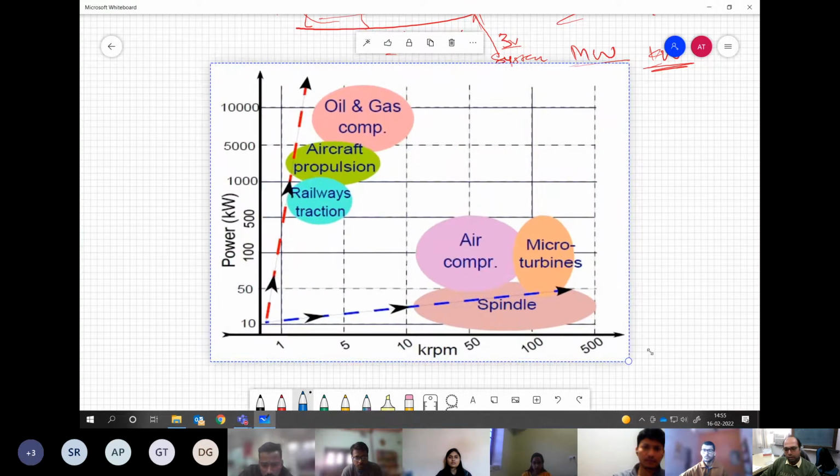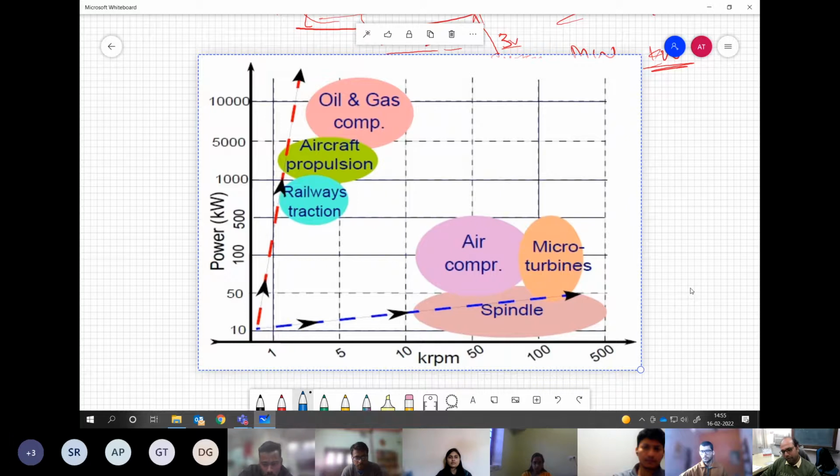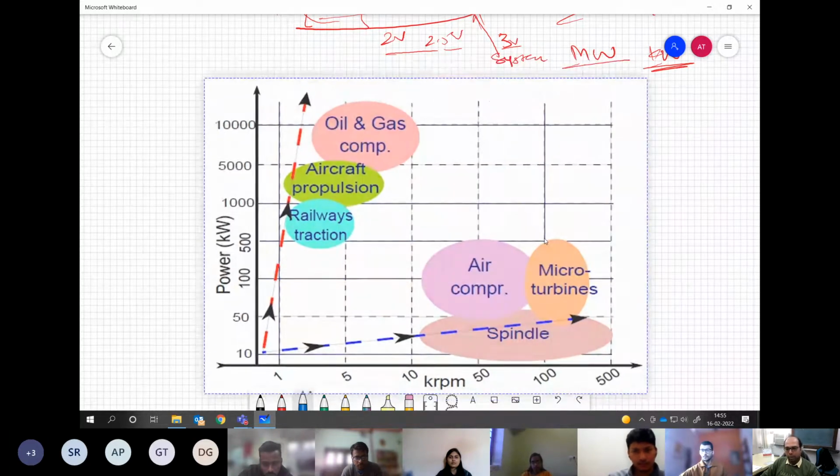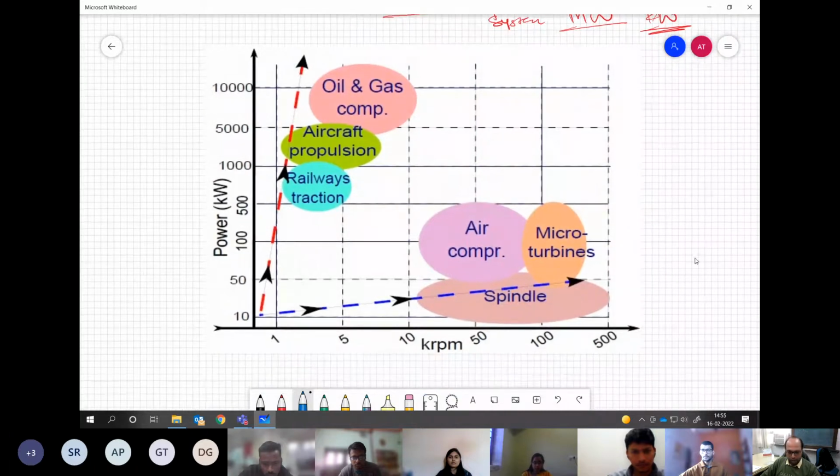See, this is one typical graph I have tried to plot for the applications we may have in motor drives, particularly, let's say, induction motors. So we have power on one axis and the rotational speed on the other axis. Rotational speed is related to the fundamental frequency, so you can say it is a power versus frequency graph.